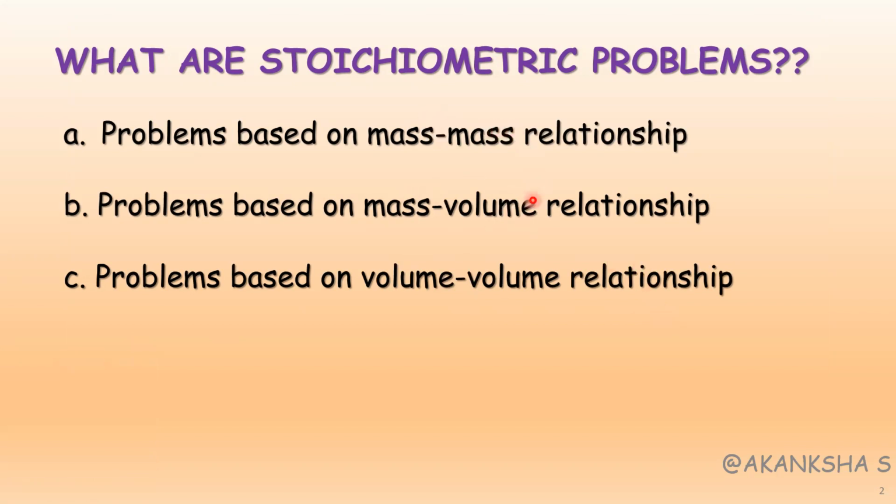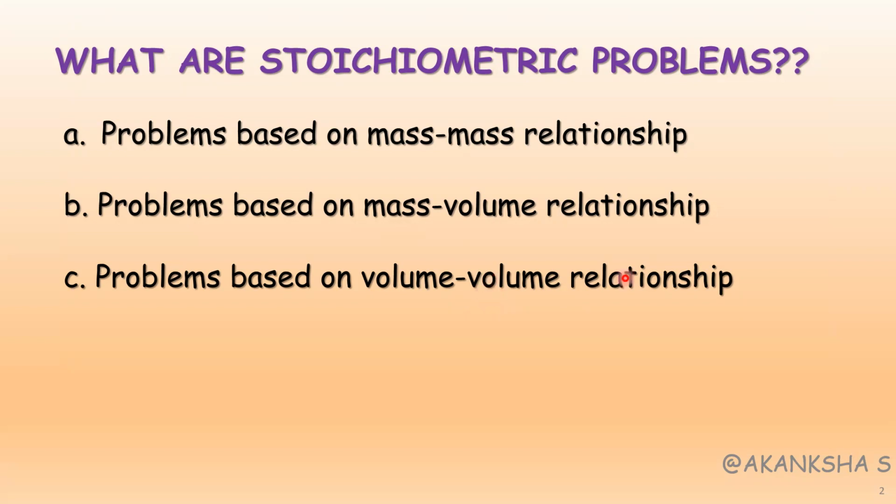Mass mass relationship meaning they'll give you reactant in kg, gram, and ask you to find the product mass in the same quantity. Mass volume would be reactant given in gram or kg. They might ask you to find the volume of the product expected in liter, milliliter, centimeter cube. And in volume, both the quantities, that is the reactant as well as product, would be given in volume ratios.